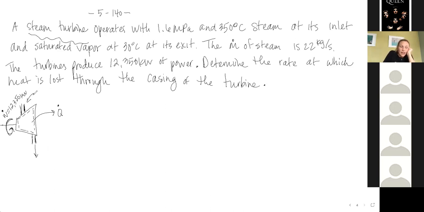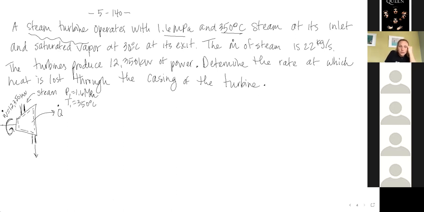So at the incoming here, we have steam, which we don't know for sure if this is saturated vapor or steam, but they probably would have called it saturated vapor if that's what was coming in. So it's probably superheated steam, but we don't know for sure. But anyways, the steam is coming in at a pressure of 1.6 megapascal and 350 degrees Celsius.